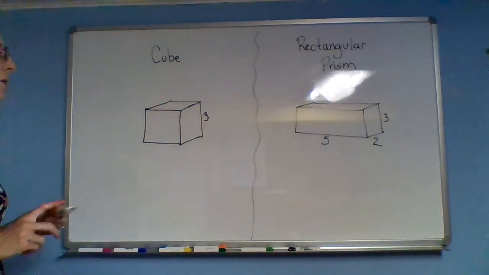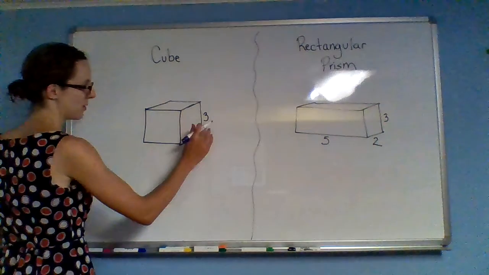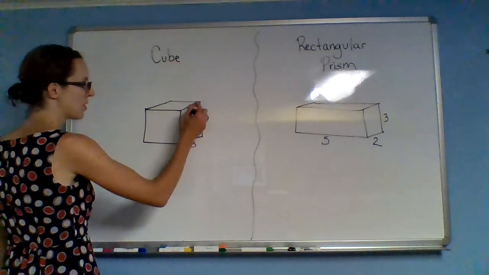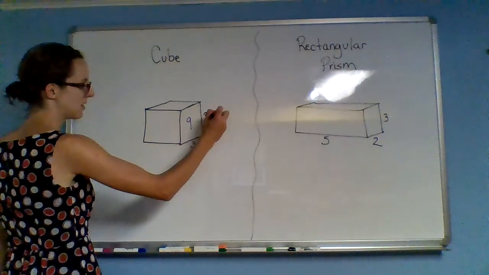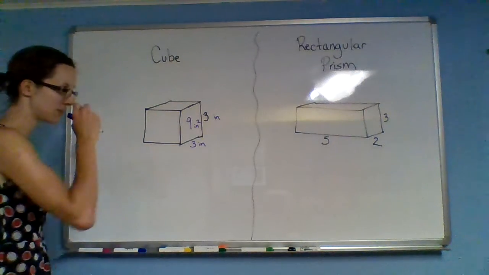In a cube, we would only need to know the dimension in one direction because a cube is perfect squares on all sides. So if this side is 3, that means this side is also 3. That means the surface area of that side is 9. If my units are inches, it's 9 inches squared.